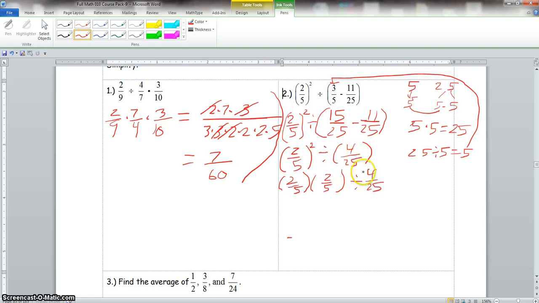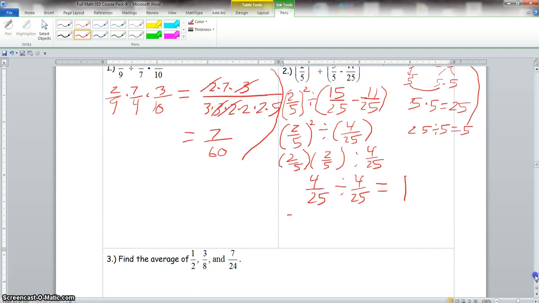We could drop that parenthesis there. 2 times 2 is 4. 5 times 5 is 25. 4/25 divided by 4/25. Any number except 0 divided by itself is 1, even if it is a fraction. So your final answer here is 1.